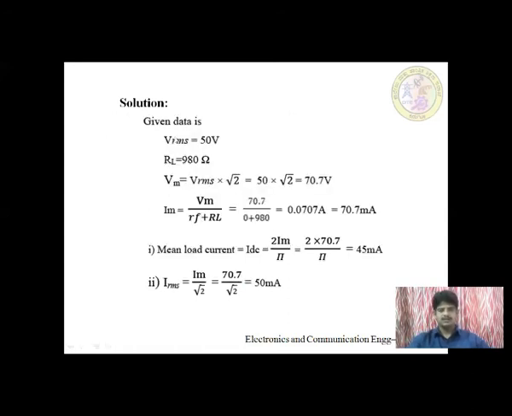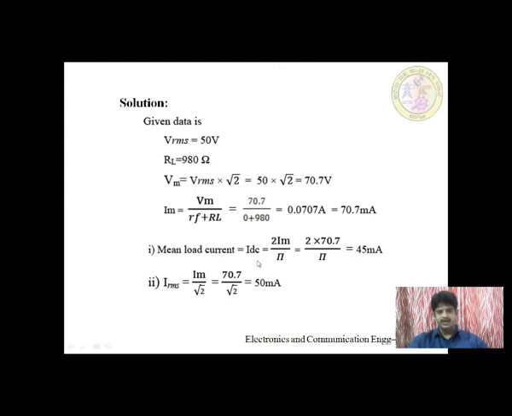So let's solve this. Vrms is given as 50 volt and RL is given as 980 ohm. We know the equation Vm is equal to Vrms times root 2. So if we calculate 50 into root 2, you get 70.7 volt. Next we have to calculate the maximum current Im. It's Vm by Rf plus RL. Vm is 70.7, Rf plus RL, but the diode is considered ideal, so we take Rf as 0. RL value is 980 ohm. So when you simplify this, you'll get 70.7 milliamps.